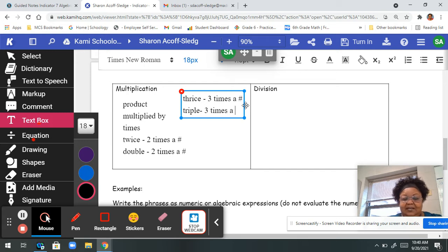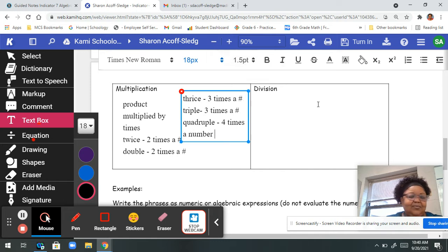Three times a number. So if I say triple x, we would say three times x. And quadruple, you'll see that sometimes. What do you think that means? Quad, four. So four times a number. I'll spell it out now.